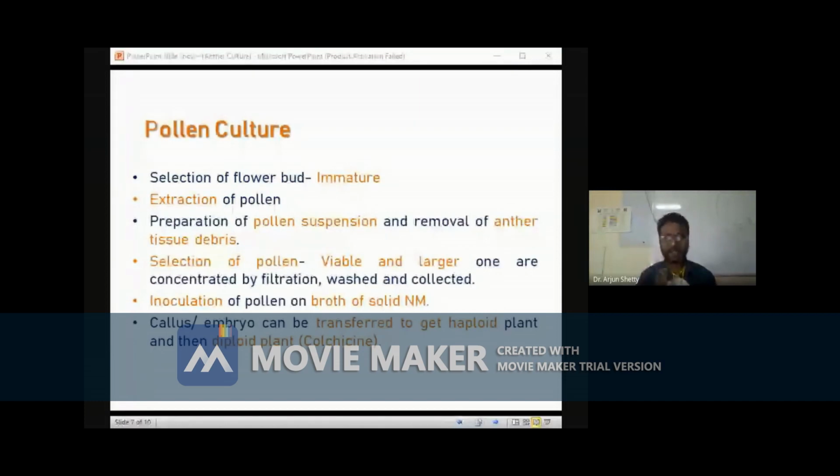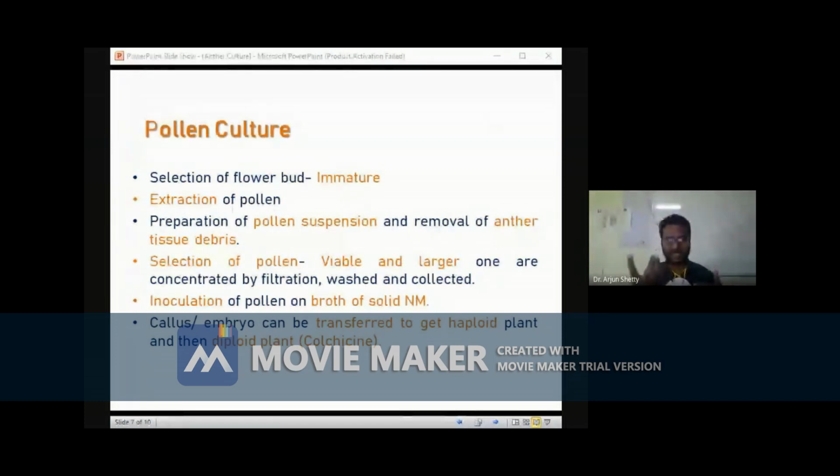Once the pollen cultures have been incubated for different time periods, about 20, 30, 40, 45, 50, 60 days, there is a chance of formation of callus, or the embryos can be formed directly. If the embryos have been directly formed from the pollen grains, these embryos can be transferred onto freshly prepared nutrient medium, and they may directly form the haploid plant. Or if you have callus, you need to mature the callus to form the embryos.